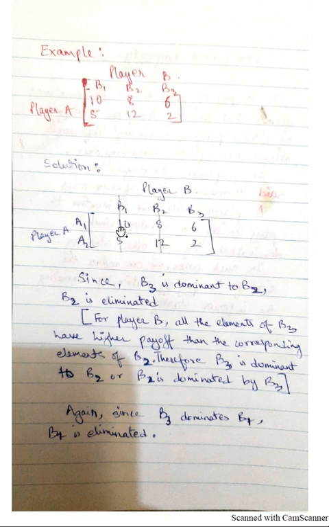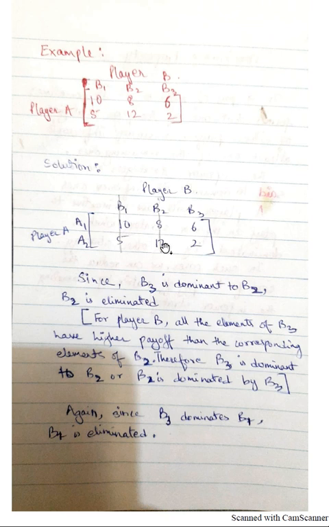For player A in the first column, strategy A1 has a higher payoff than strategy A2. Again, for the third column, strategy A1 has a higher payoff than strategy A2. But for the second column, strategy A1 has a lower payoff than strategy A2.